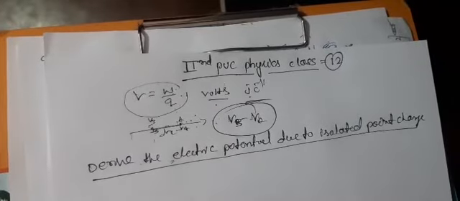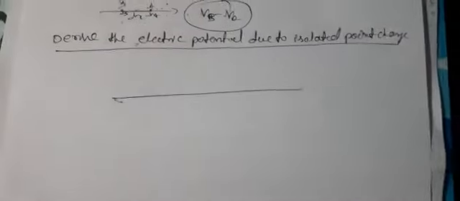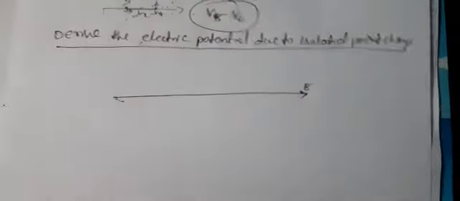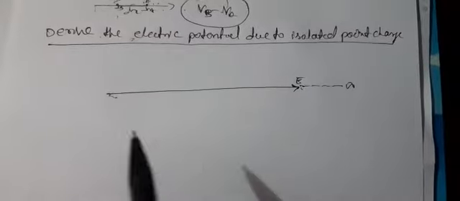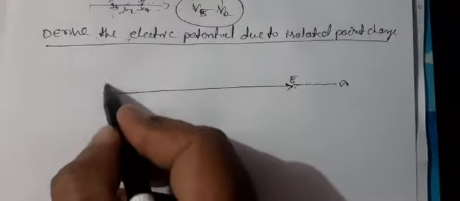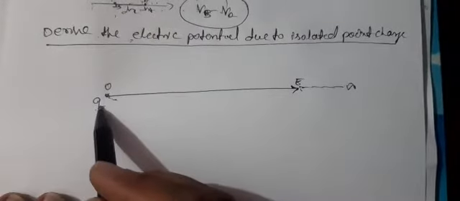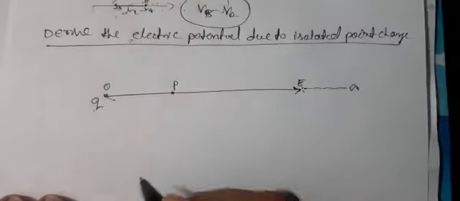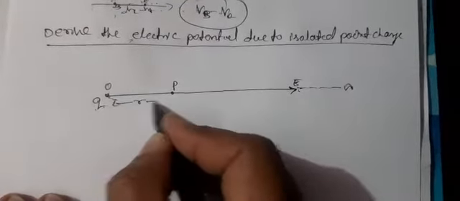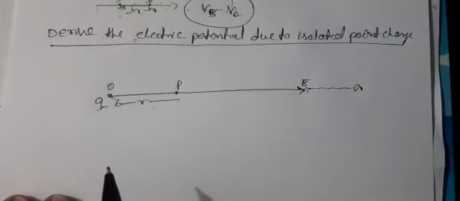First, draw the electric field line. This is called the electric field line E. The initial distance on the electric field line is infinity, and the final distance is infinity. O is the point where the single point charge Q is acting. P is also a point, and small r is the distance between P and O.